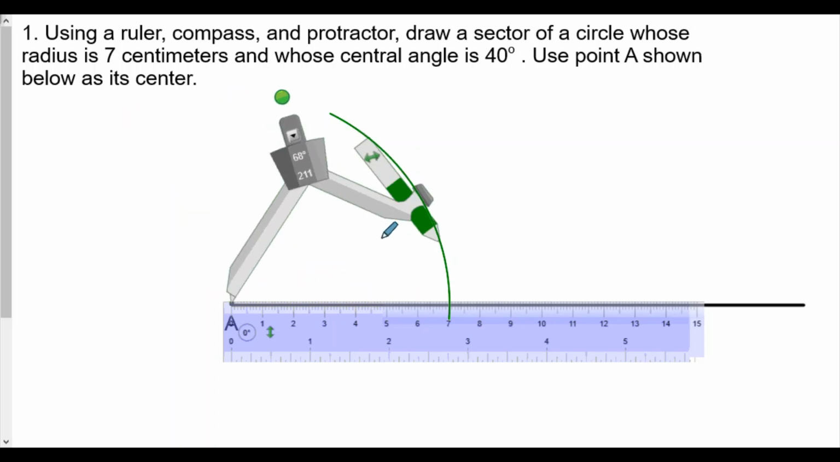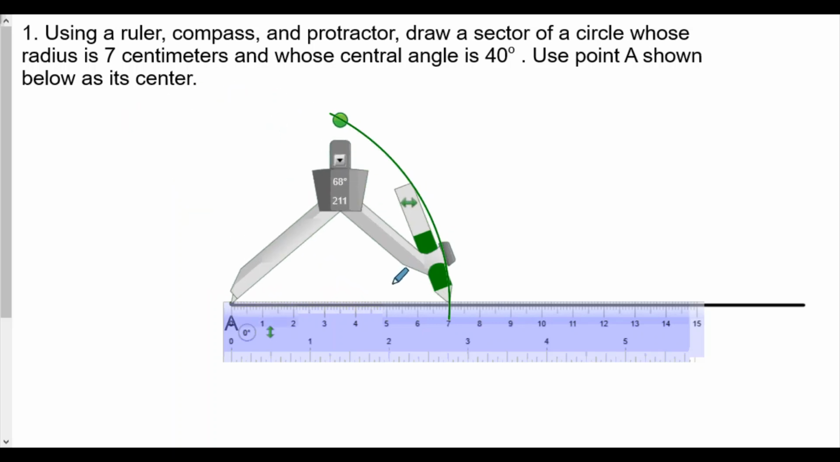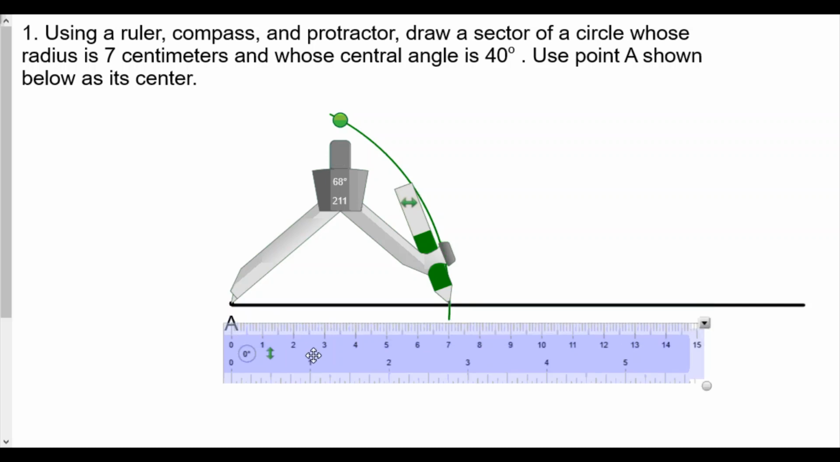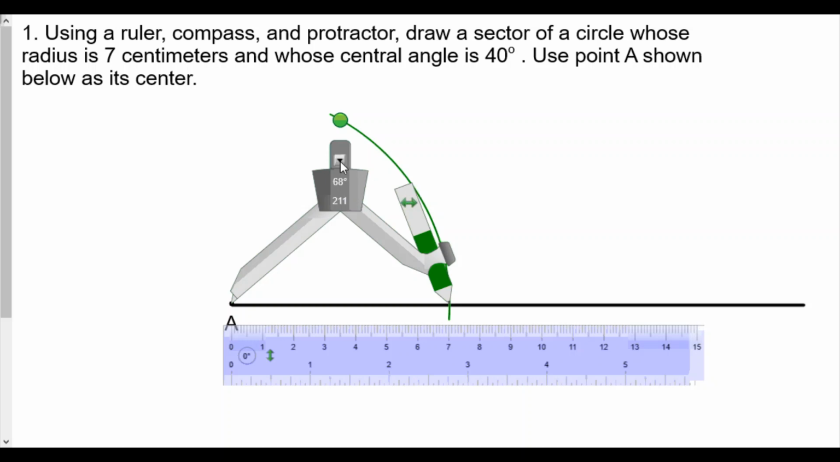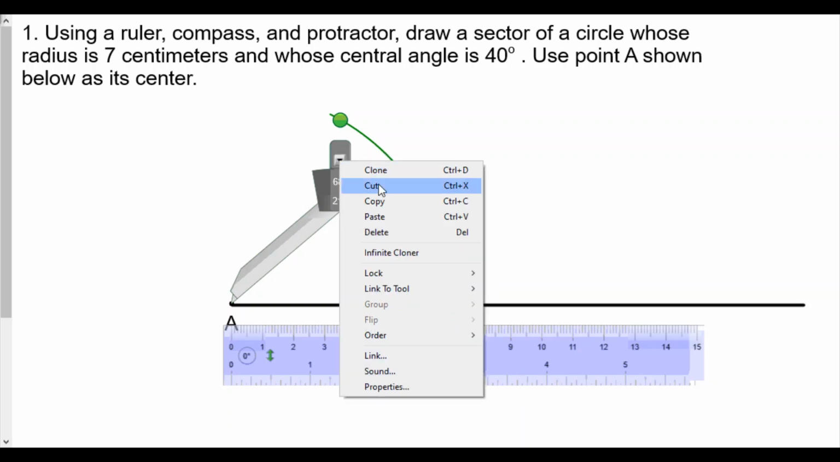Now, it's more than 40 degrees, so that should be fine though. Okay, and now we're done with our compass, so we can get rid of this thing. So let's delete this here.